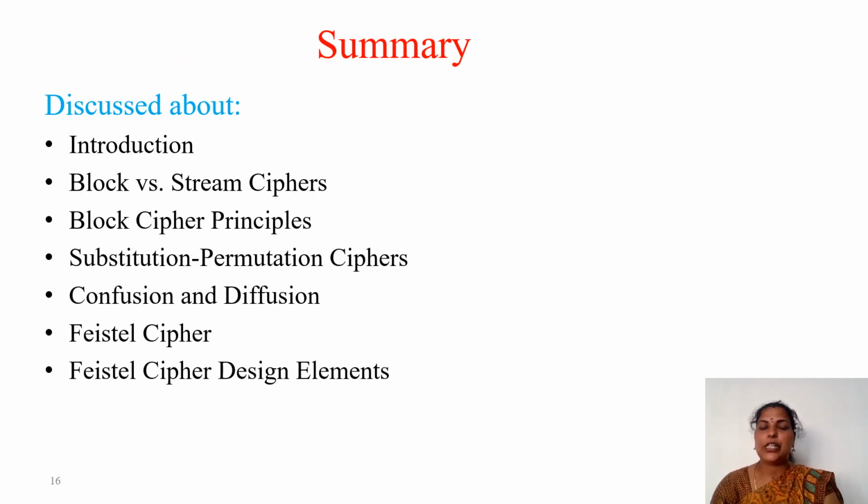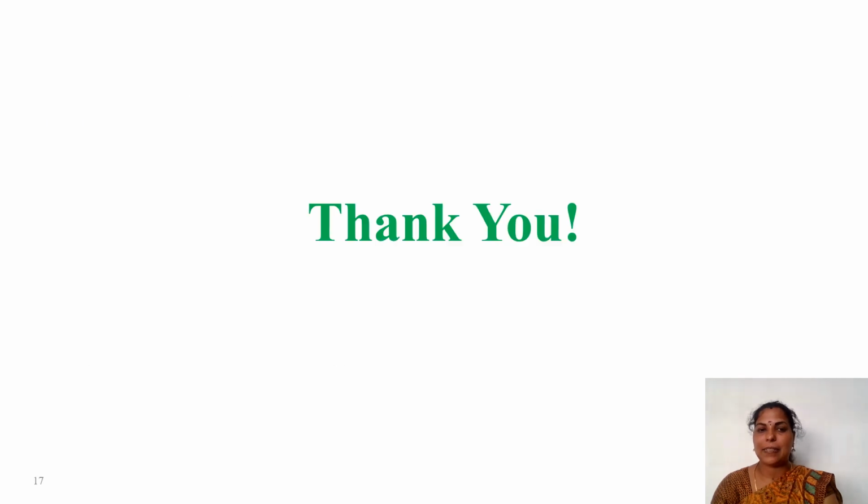So in this presentation, we discussed the introduction to block ciphers, then the difference between block and stream ciphers. Then we discussed the block cipher principles, then substitution permutation ciphers. Then what confusion and diffusion are, very important terms. Then we discussed the Feistel cipher structure as well as the Feistel cipher design elements. In the next presentation we will discuss the Data Encryption Standard, which uses this Feistel cipher structure.